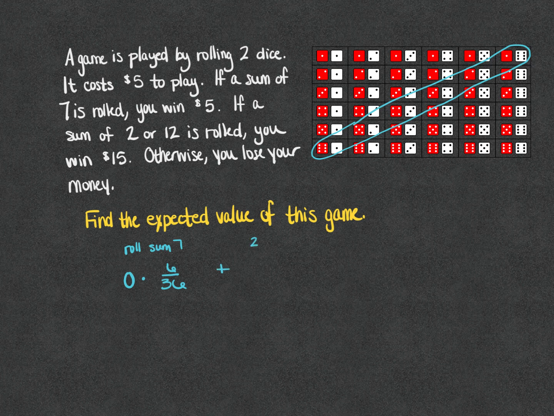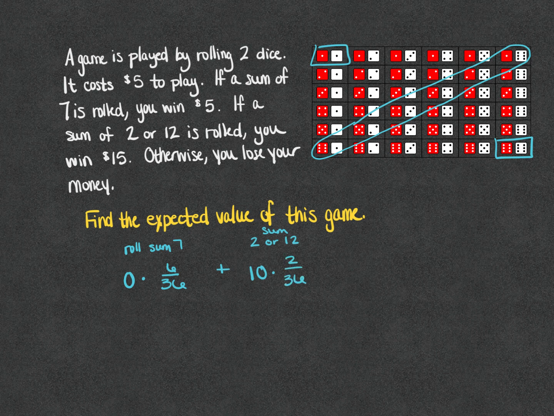Okay, we might roll a 2 or a 12, again, a sum of 2 or 12. If that's the case, we're going to win $15. Well, again, we paid $5 to play this game. If we win $15, we come out $10 ahead, and there are 2 out of 36 ways to roll a sum of 2 or 12.